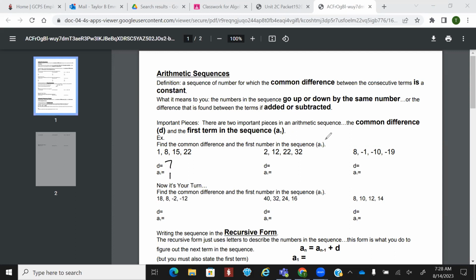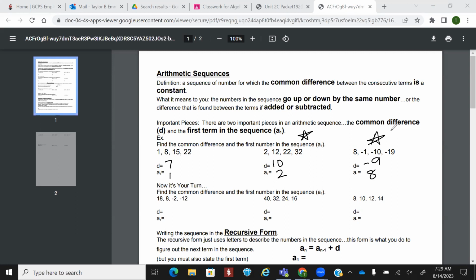Okay, cool. Can you take a moment? Can you try these two? All right. So what was the common difference on the second one? 10. Okay, so it went up by 10. And then what was our first term? 2. Okay. What about the next one? Negative 9. Does everybody agree? Okay, and then what was our first term? 8. Fantastic.